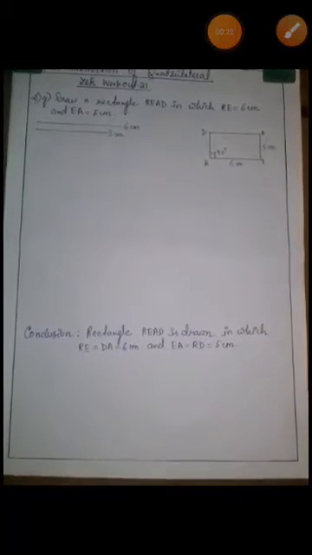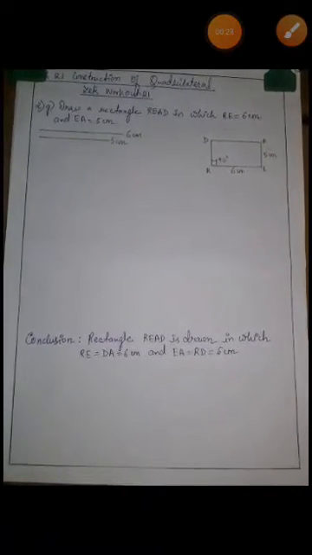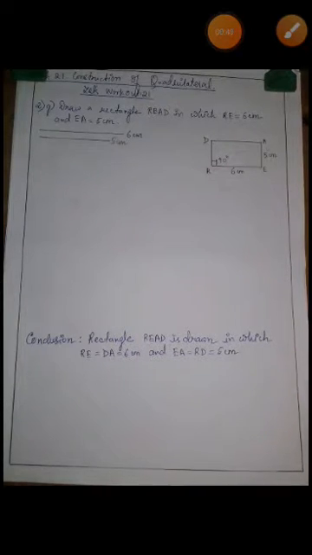Here we will have to draw a rectangle READ in which RE equals to 6 centimeter and EA equals to 5 centimeter. So students, you can see I have drawn the rough diagram at first. Now before starting the construction, let us recall some of the common properties of rectangle.